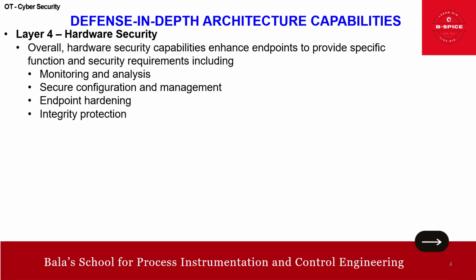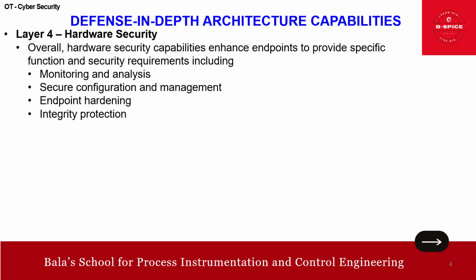Then we have integrity protection. So what is integrity protection? Integrity protection in cybersecurity ensures that data remains accurate, consistent, and unaltered throughout its life cycle, whether at rest, in transit, or during processing. It safeguards against unauthorized modification, corruption, or tampering, which is vital for maintaining trust and operational reliability. Integrity protection is one of the three pillars of the CIA triad.